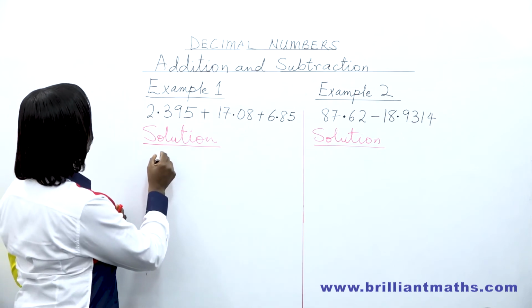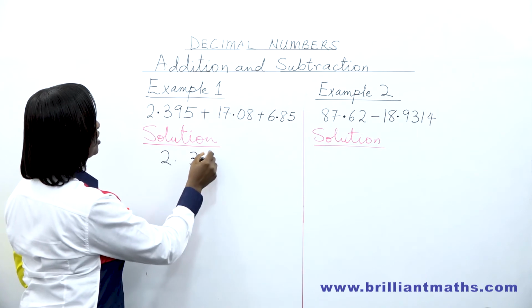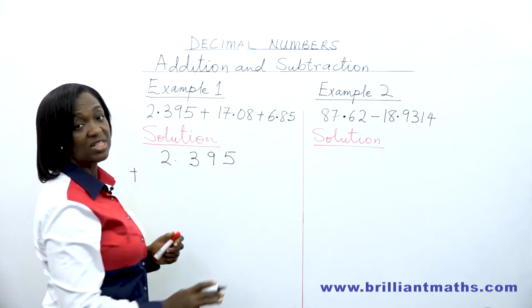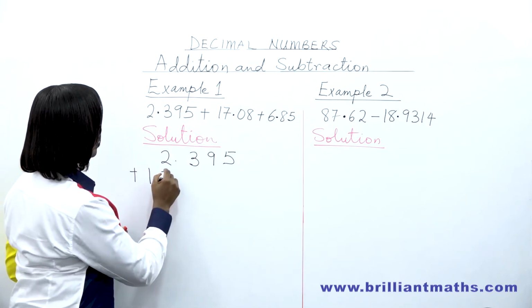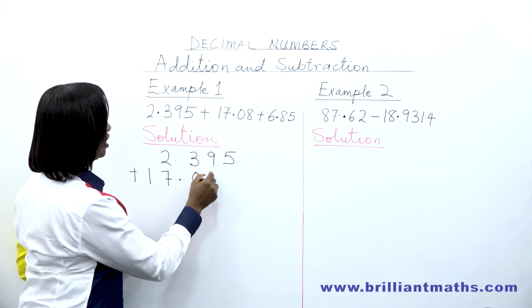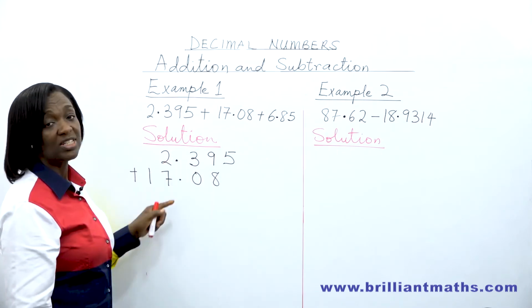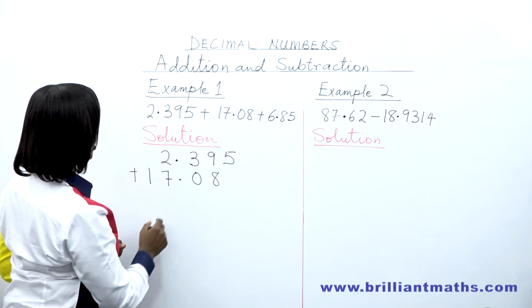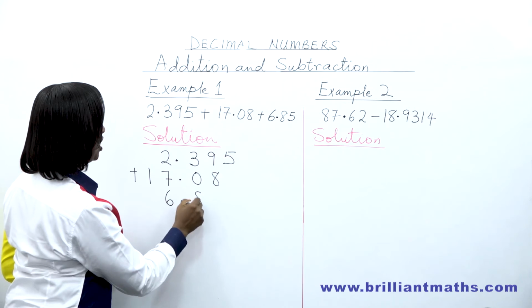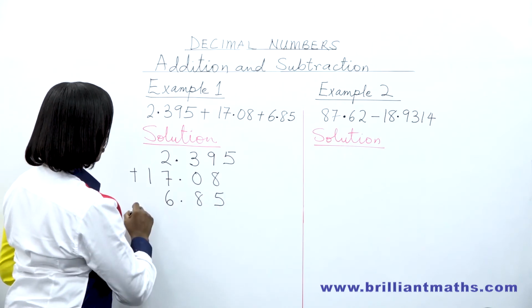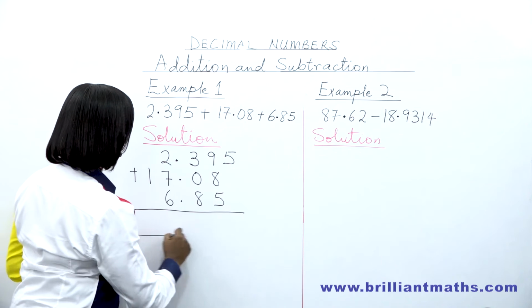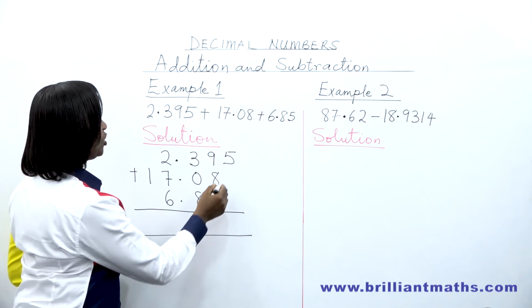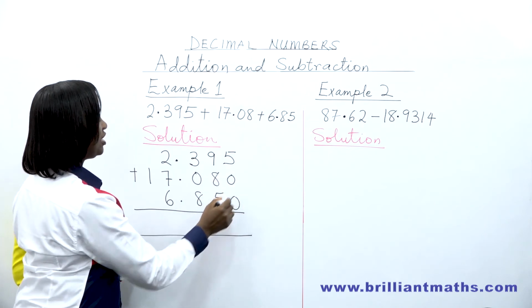It says 2.395 plus 17.08. It's important that the decimal points are on a straight line. 6.85. With this, it becomes easy to add. You could add zeros as placeholders here.